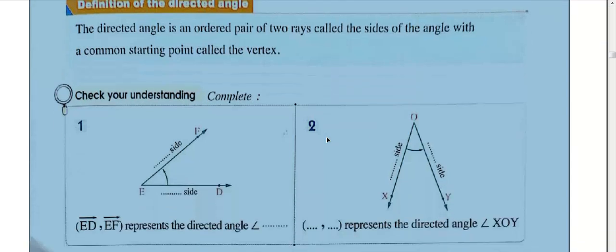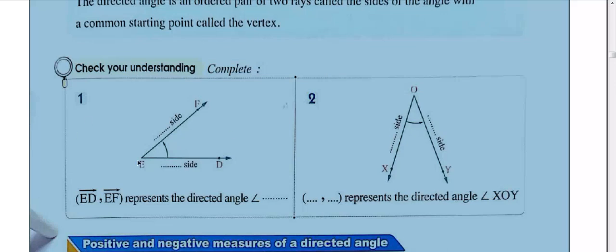Check your understanding. Look with me here. Look at this ray coming from ED to EF. So ED we will say is the initial side, and EF will be the terminal side. So this directed angle will be DEF. We write here DEF. It's easy for you.